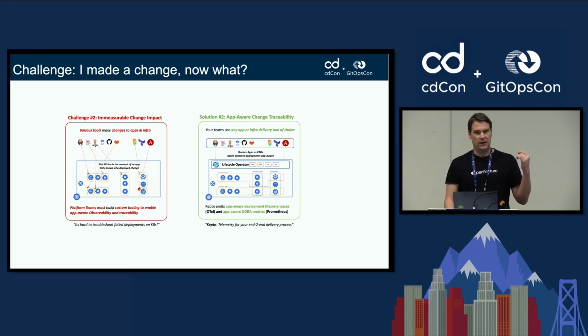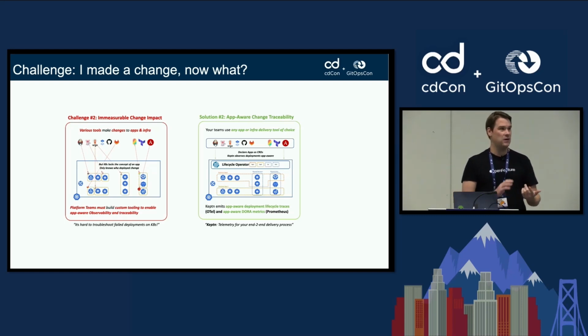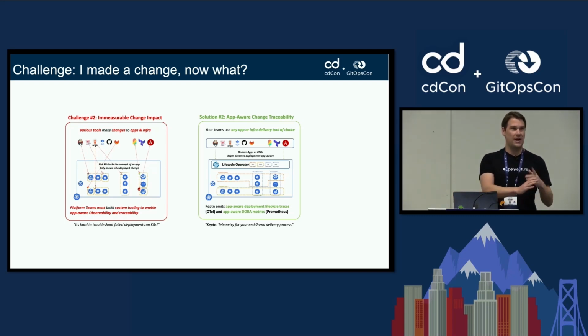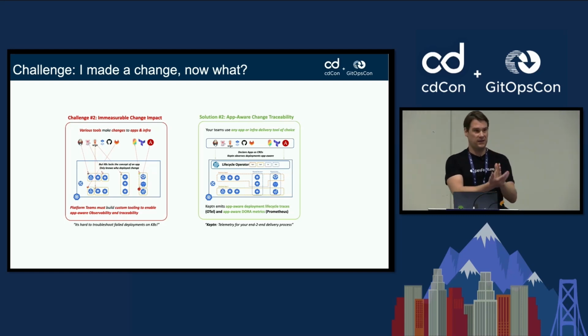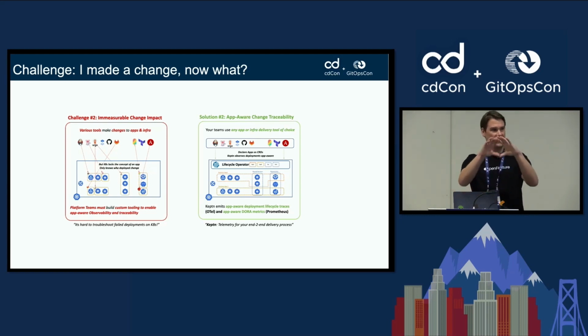The lifecycle toolkit gives you full observability of everything that happens on your cluster at the deployment level because it emits OpenTelemetry metrics and OpenTelemetry traces. So as Argo does a sync, we build an OpenTelemetry trace of what that looks like. And I'll show you that in a moment.